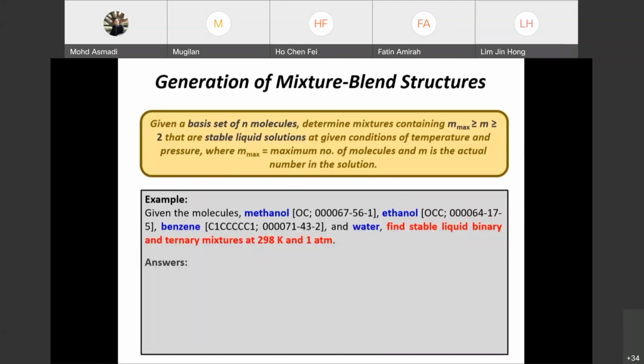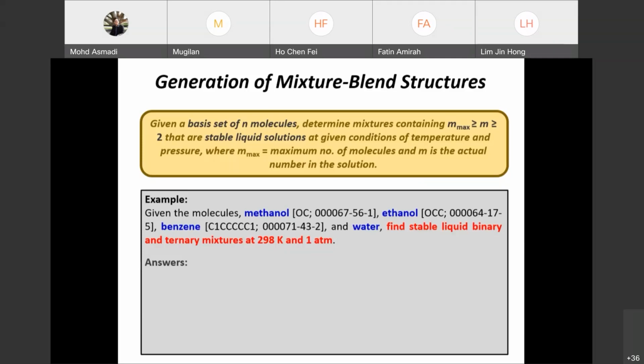If you look here, given a basis set of n molecules, determine a mixture containing m max. M max just now is what? M is the number of distinct groups in the basis set, m equal to or more than 2, that are stable in liquid solution, meaning that it is a binary, at given conditions of temperature and pressure, where m max is the maximum number of molecules and m is the actual number in the solution. This is the example: given the molecules methanol, ethanol, benzene, water, find stable liquid binary and ternary mixtures at 298 Kelvin and 1 atm.